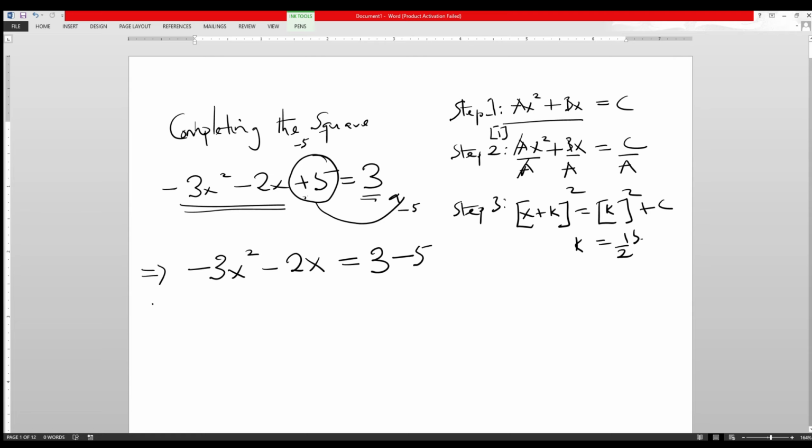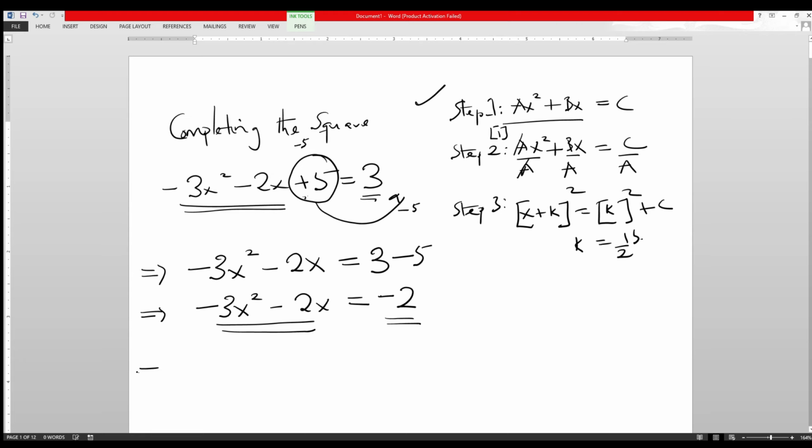Okay, now let's simplify this. This is the same as negative 3x squared minus 2x is equal to 3 minus 5 is minus 2. Okay, so looking at this equation, step 1 has been satisfied. We only have constants on the right hand side, and then we have the variable x on the left hand side. Step 1 has been satisfied. So let's move to step 2.